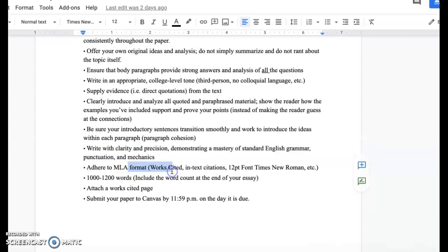Adhere to MLA format, 1,000 to 1,200 words. You're going to need a works cited, right? Because we are looking at an outside essay. You're not bringing in outside research, but you're looking at one of these articles, right? And so you need to cite that and then submit it when it's due.